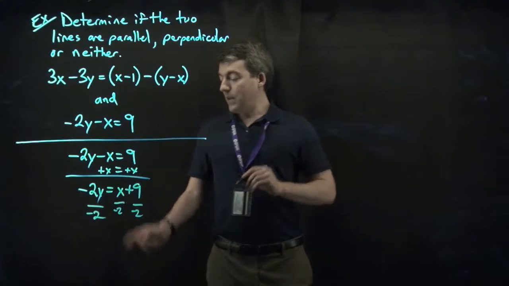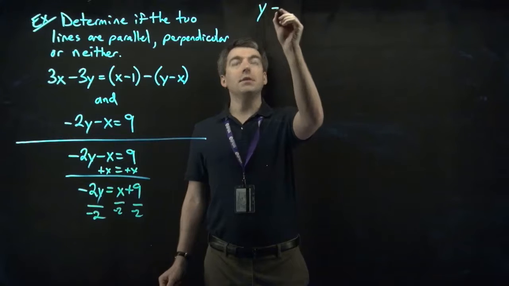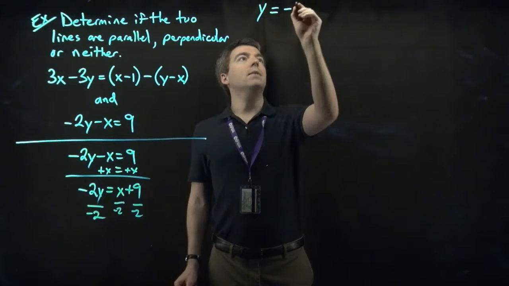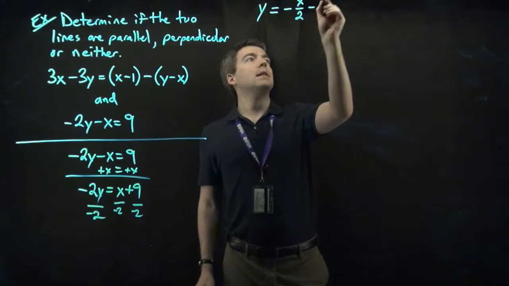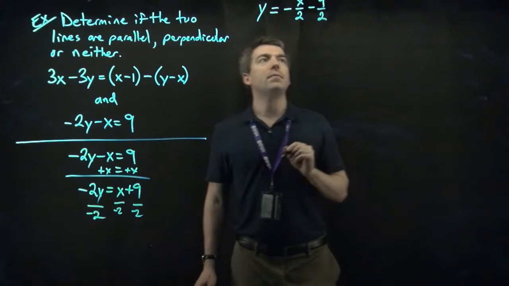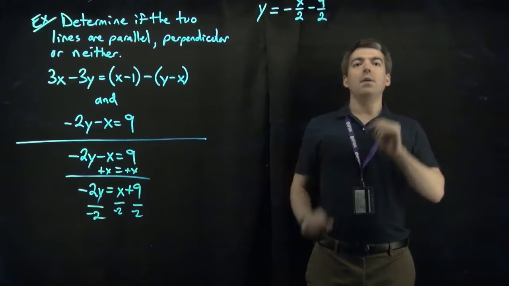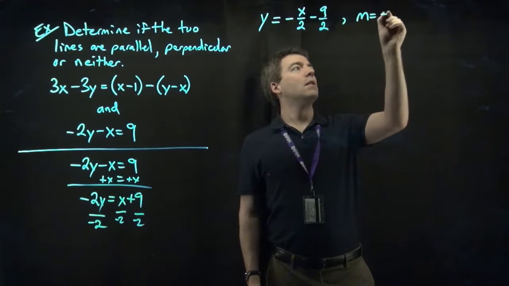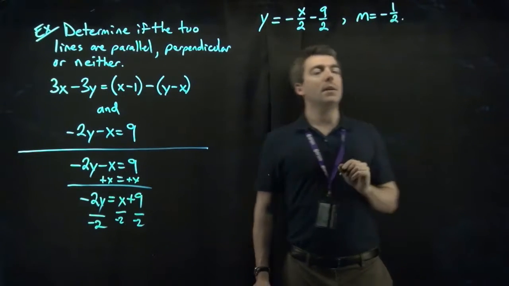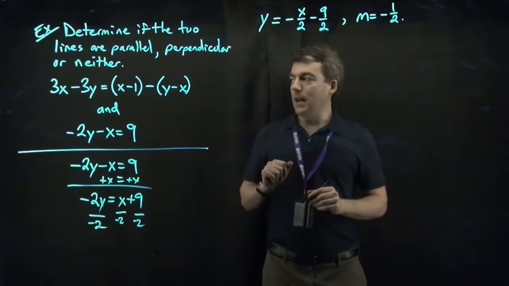And now we have y equals negative x over 2 minus 9 halves. All right, so the slope of this line is negative 1/2. Let's put that to the side here. Now let's find the slope of the second line.